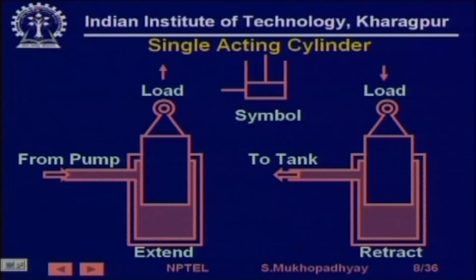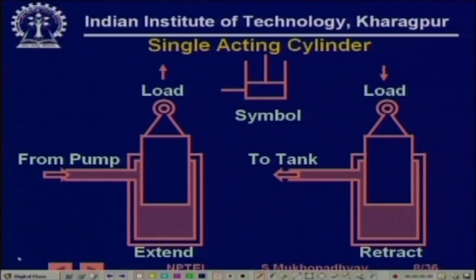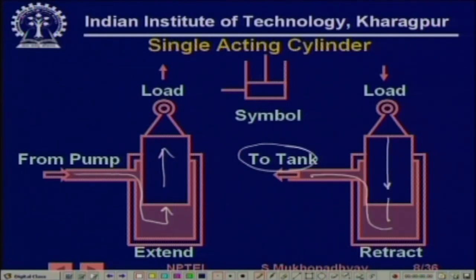It's very simple. This is a single acting cylinder. If you put some pressure from the pump, it will create a force and it will go up. That is the power stroke going up. On the other hand, if you connect it to tank, in this case, it is by gravity. Because of the load, it will come down, and the fluid will be pushed out to the tank. So if you want the power stroke, you have to connect it to pump. If you want the retraction stroke, you have to connect it to tank.